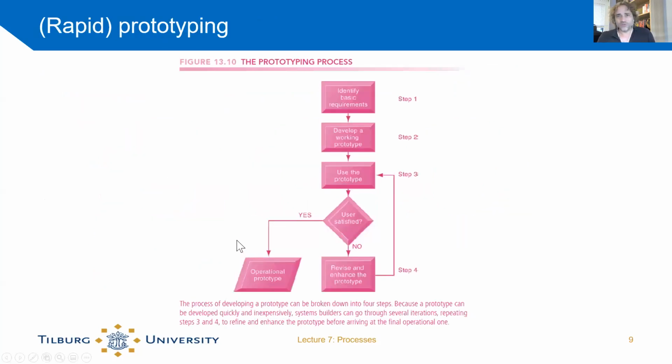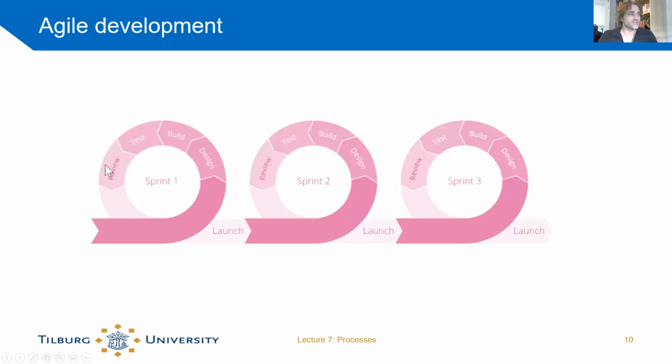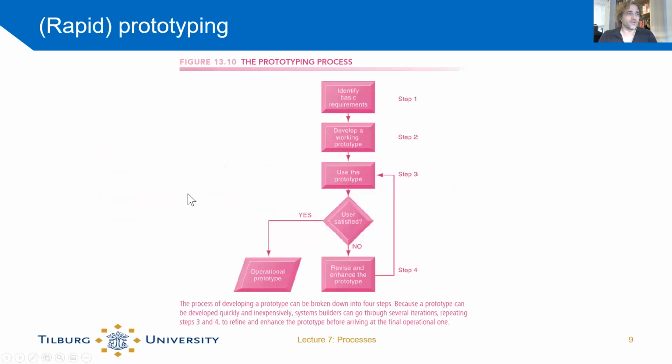So as an example, prototyping or rapid prototyping, which sounds cool, is where we identify basic requirements and develop a working prototype as soon as possible, and we use the prototype. Is the user satisfied? Perfect. Is the user not satisfied? We revise and enhance the prototype, and we go back and implement it again until it's done. And there you can clearly see this loop is similar to this loop here.